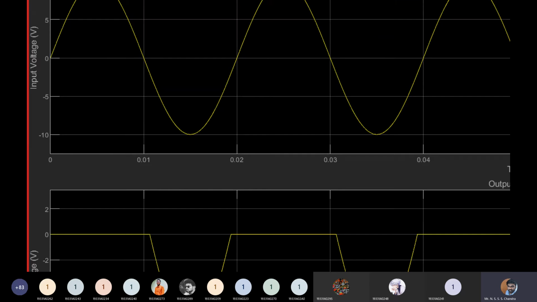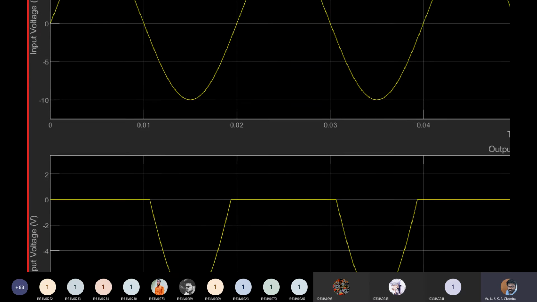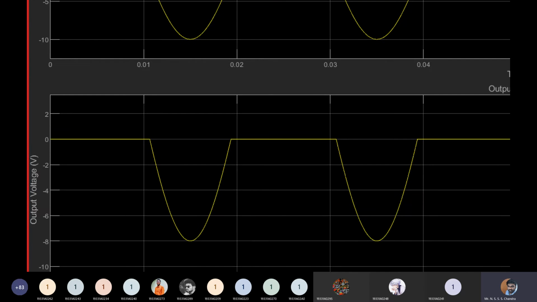What's the input negative peak voltage? It is minus 10. Whereas in the output, what's the negative peak voltage? Minus 8. So that minus 8 is equal to your input voltage minus 10 plus battery voltage 2. So minus 10 plus 2 equals minus 8 volts.